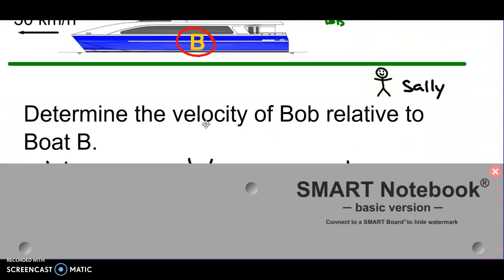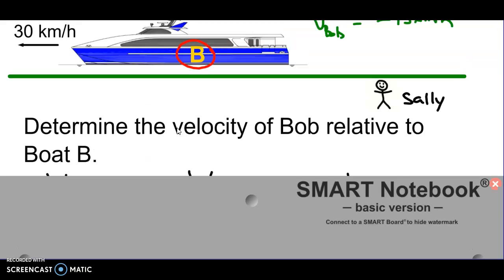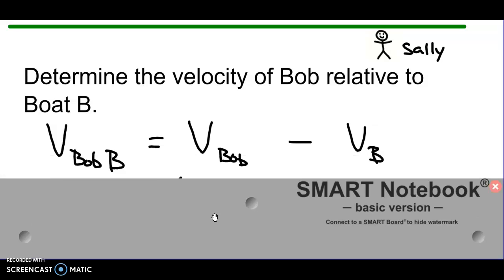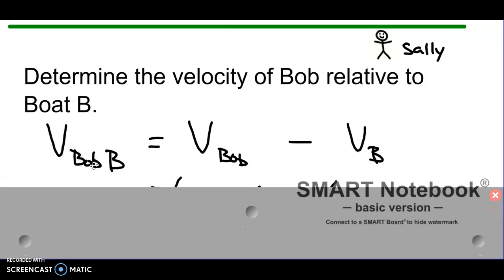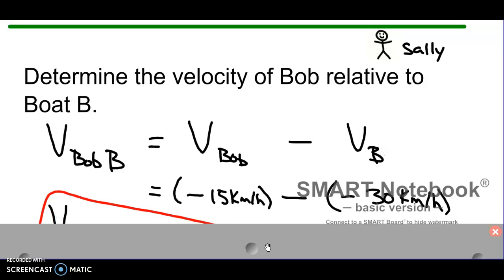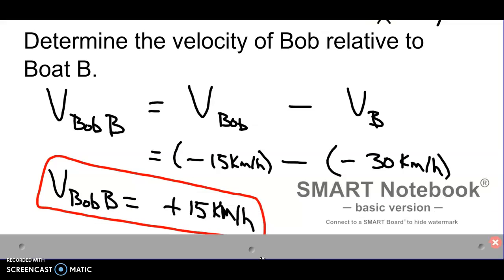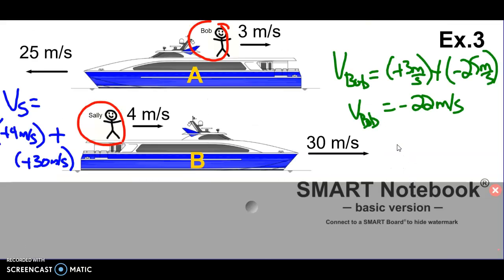Determine the velocity of Bob relative to boat B. The velocity of Bob relative to B is velocity of Bob subtract velocity of B. So we have negative 15 subtract negative 30 kilometers per hour. We get positive 15. All right, example 3 is sort of the same situation.